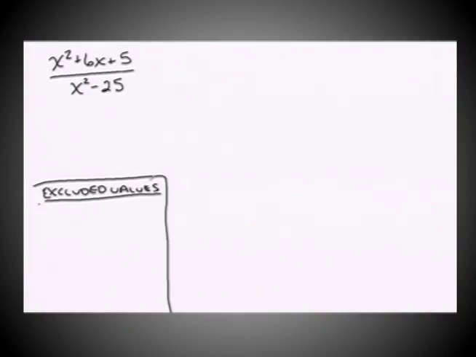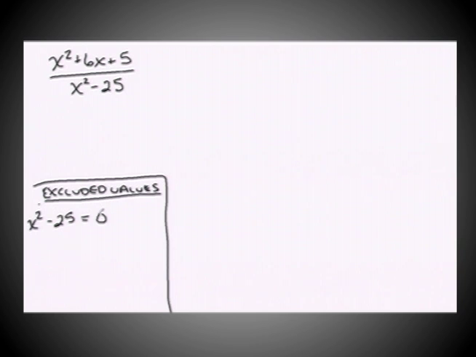All right, so we have the example of x squared plus 6x plus 5 divided by x squared minus 25. Before we get started on simplifying this rational expression, we want to make sure that we figure out what the excluded values are. And if you're not sure what excluded values are, you can go back and watch the video on excluded values. But to find the excluded values, we simply set the denominator equal to 0 to figure out when that denominator will equal 0.